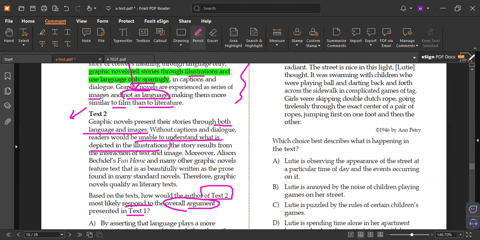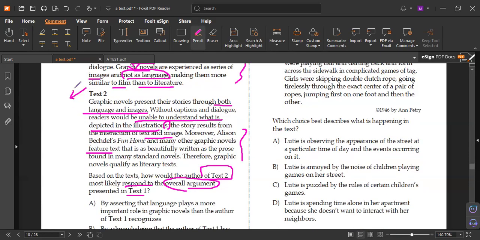And then Adam Luke explains how the story results from the interaction of text and image. And then, moreover, more details, more evidence. Allison and many other graphic novels feature text that is beautifully written, like the prose found in many standards. So he disagreed with the author of number 1. And he said, therefore, based on all of these facts, this is the target of your answer: graphic novels qualify as literary text.